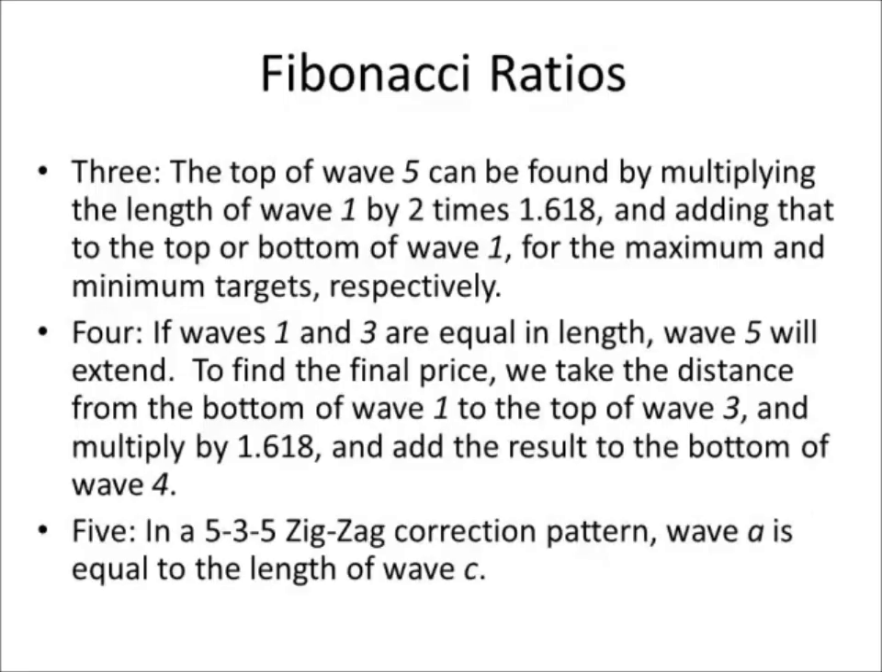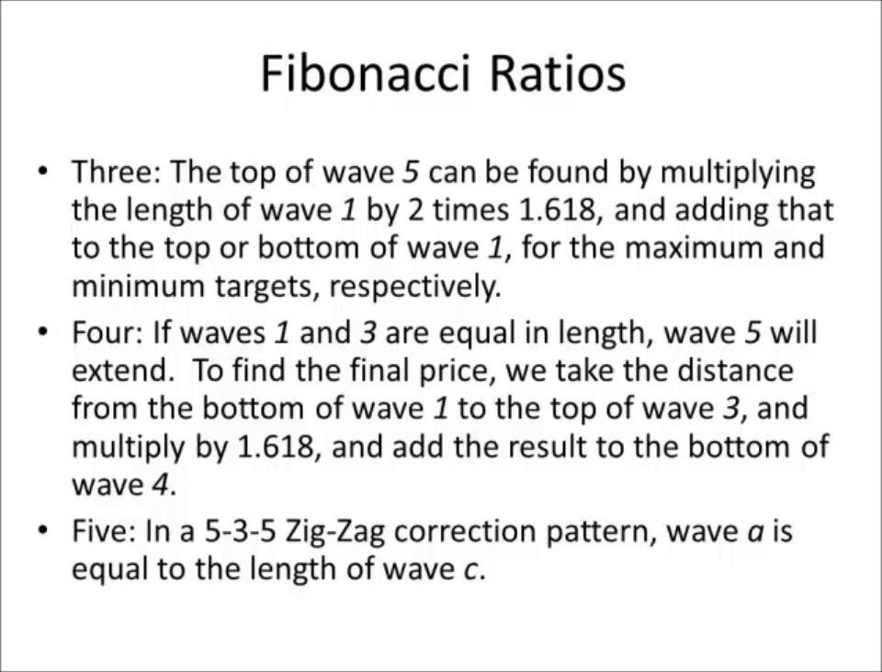Fibonacci ratios, number 3. The top of wave 5 can be found by multiplying the length of wave 1 by 2 times 1.618 and adding that to the top or bottom of wave 1 for the maximum and minimum targets respectively. Let's explain what this means. Again, we have our 5-wave uptrend pattern. The top of wave 5 is looking at the highest point for wave 5.